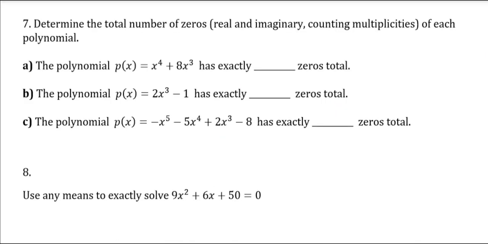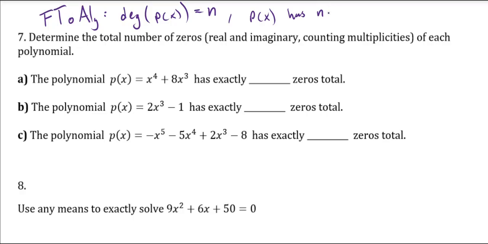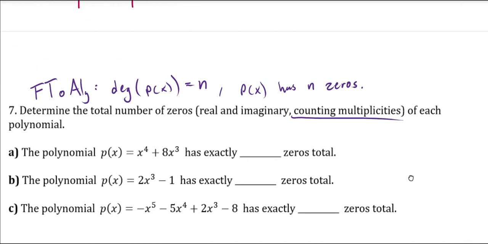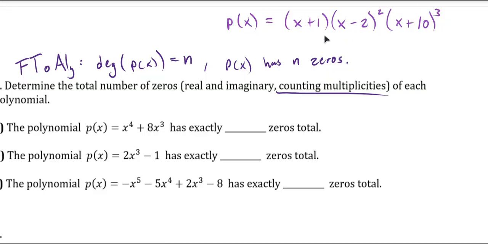Problem 7 is a hasty digestion of the fundamental theorem of algebra. The fundamental theorem of algebra tells us that if the degree of a polynomial is n, then p of x has n zeros, counting multiplicities. A multiplicity is the exponent of a certain factor. So, for example, if I had a polynomial such as this, then we would say it has a 0 at minus 1 with multiplicity 1. No exponent here, it's to the power of 1. It has a 0 at positive 2 with multiplicity 2, and it has a 0 at minus 10 with multiplicity 3.